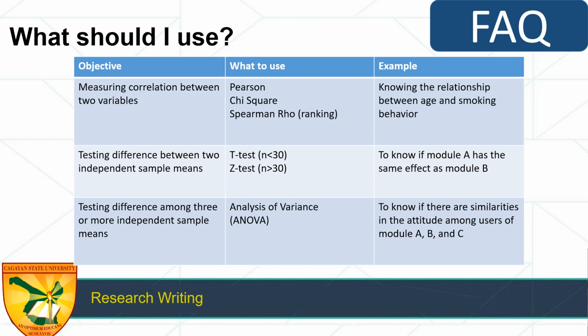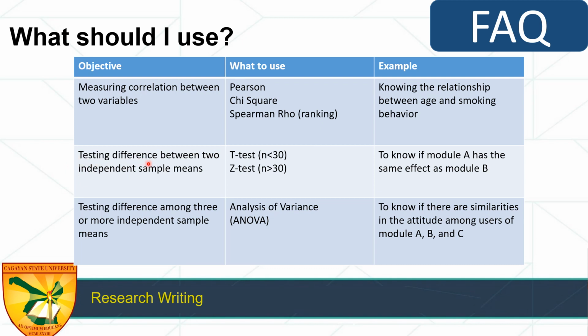A frequently asked question at this part is, what analysis or statistic should I use? It actually depends on your objective or your problem. If you're looking at correlation between two variables, you can use Pearson correlation, chi-square, and if you do have ranking, you can use Spearman-Rho. For example, you want to know the relationship between age and smoking behavior. So it's a correlation. So you can use either of these.